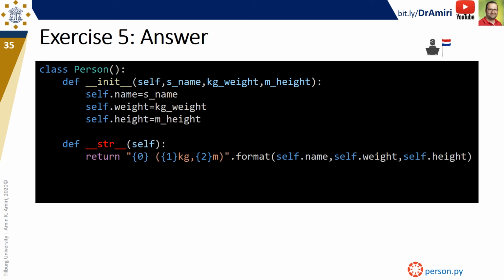Again, def dunder_str and self as argument for dunder_str. And here you have to, of course, use the return statement. So you are going to write down the parts that are not going to be changed, and for those parts that can change based on the attributes of that instance, you must use curly brackets. So here, the curly bracket 0 will be replaced with self.name, the curly bracket 1 will be replaced with self.weight, and the curly bracket 2 will be replaced with self.height.